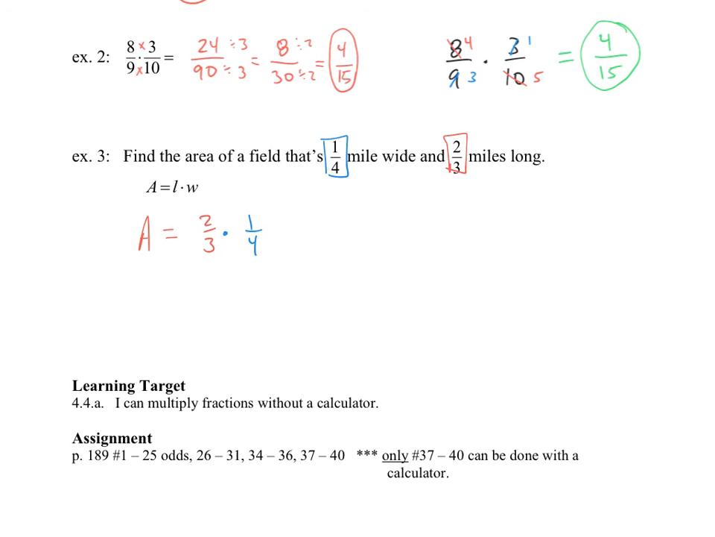Now, before you do, look, does anything on the top reduce with anything on the bottom? 2 and 4. So 2 fits into 2 one time, and it fits into 4 2 times. So again, you can reduce that. So 1 times 1 on the top is 1. 3 times 2 on the bottom is 6. We're done. Okay. So multiplying fractions. Multiply across the top, multiply across the bottom. Make sure you're simplified at the end.